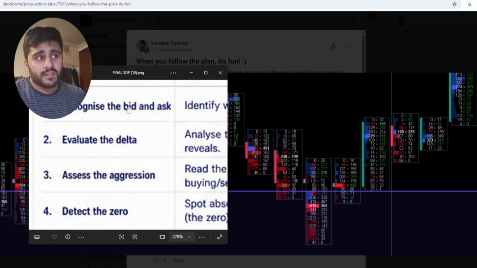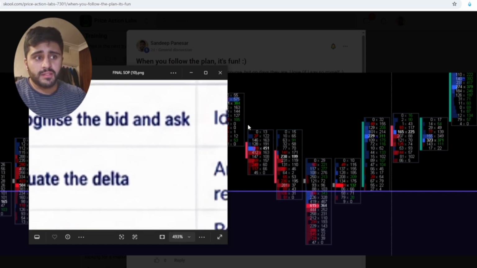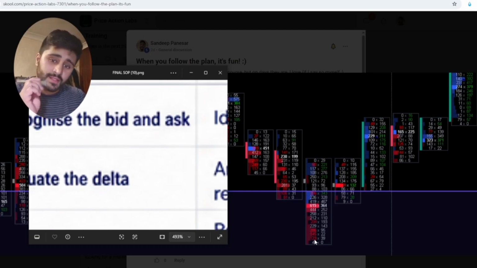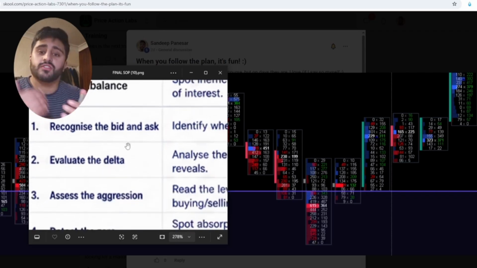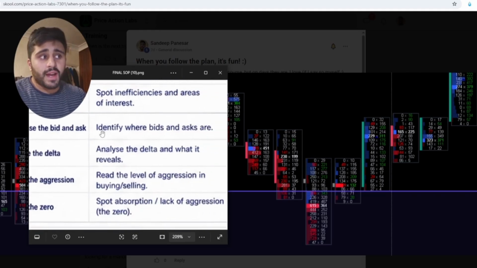So when you recognize the bid and ask, right, what this means is you're reading the numbers here, right? So the left number and the right number, right? What do they represent? The bid is aggressive selling. Don't forget that. The bid is aggressive selling, right? The ask is aggressive buying. So we have aggressive selling versus aggressive buying. Okay, fantastic. So we want to identify where the bid and asks are, or what the bid and ask represents.